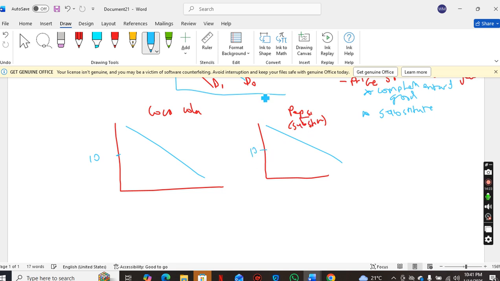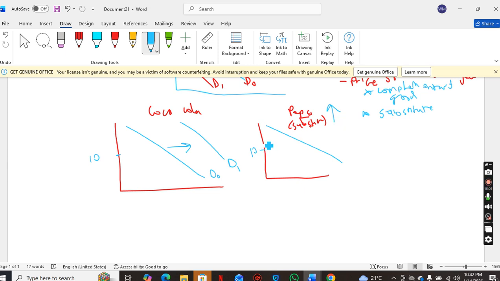Now, if the price of Pepsi goes up, it means Pepsi is more expensive than Coca-Cola. So people are going to substitute Pepsi with Coca-Cola. And what happens to the demand for Coca-Cola? The demand increases. Okay. So if the price of a substitute good goes up, the demand for the other good will increase because the substitute good has become more expensive.